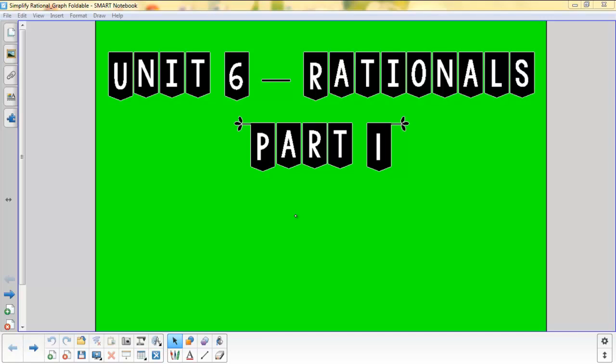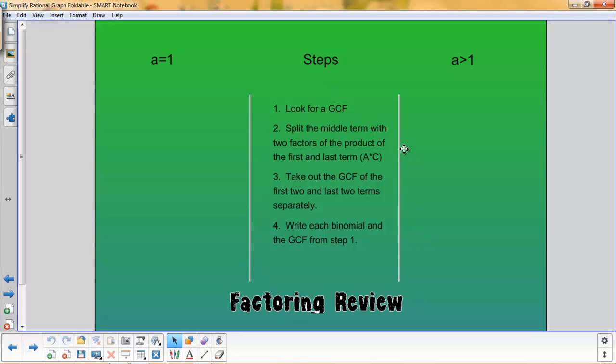Welcome to Unit 6. Unit 6 is a little bit tricky, so I've created this foldable for you to help you organize your thoughts, organize the skills that you're going to need in order to solve rationals or simplify rationals. So please follow along inside of your foldable notes here. We'll flip up to the first page in the book, Factoring Review.